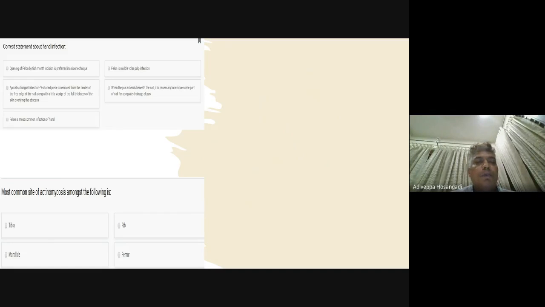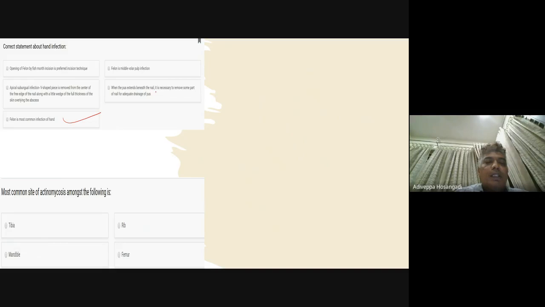Felon is a middle volar pulp infection. When the pus extends beneath the nail, it is necessary to remove some part of the nail for adequate drainage. Felon is the most common infection of the hand. So you can have more than one statement being correct. Okay. Yes, sir. Felon is a common infection of the hand is the correct answer.